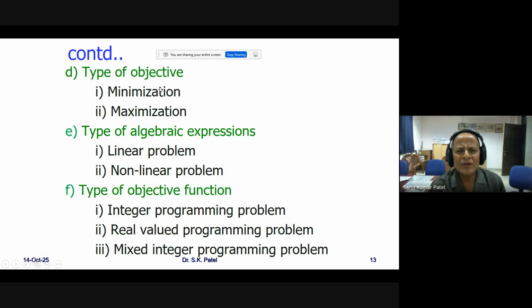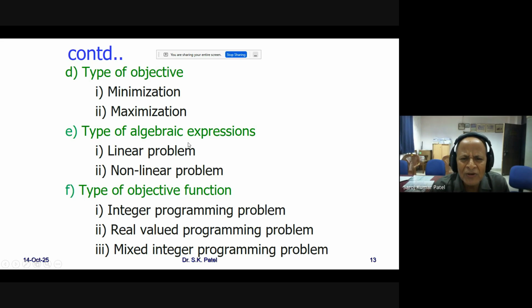Then, depending upon the type of objective, the problem can be either minimization or maximization. That we have already discussed. If it is material removal rate, we have to maximize. If it is profit, we have to maximize. But if it is cost or loss, then we have to minimize.